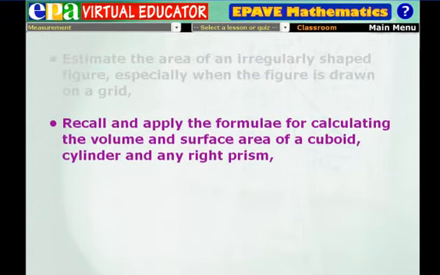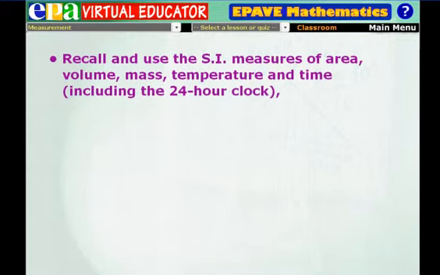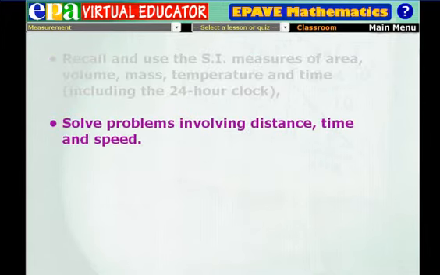Recall and apply the formulae for calculating the volume and surface area of a cuboid, cylinder, and any right prism. Use given formulae to find the volumes of spheres, pyramids, etc. Recall and use the SI measures of area, volume, mass, temperature, and time, including the 24-hour clock, and solve problems involving distance, time, and speed.